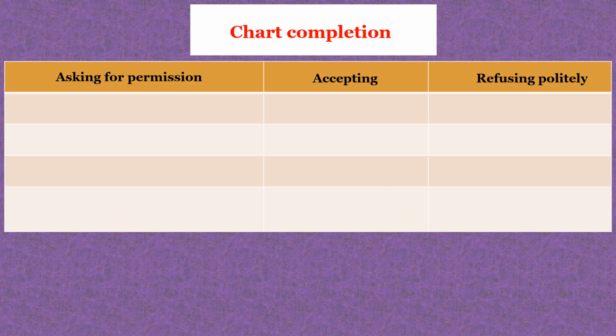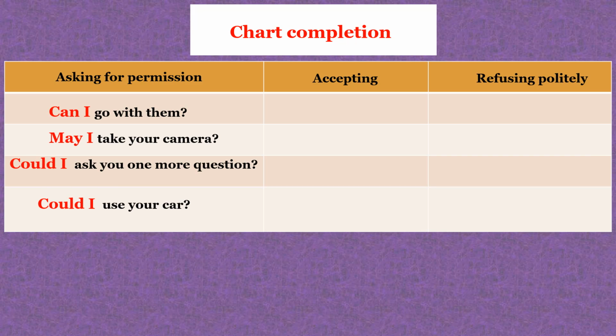Asking for permission, giving permission, refusing politely. Let's start with asking for permission. Look at the example. Can I go with them? May I take your camera? Could I ask you one more question? Could I use your car?